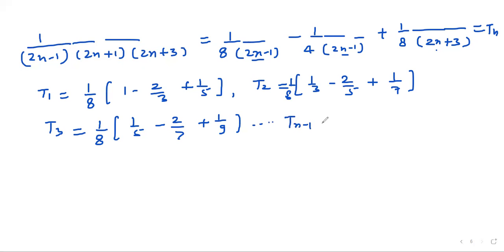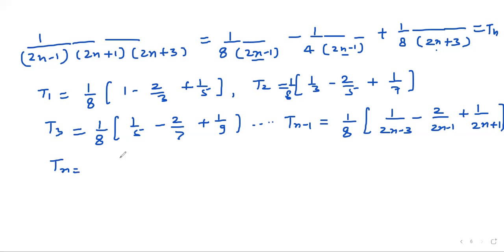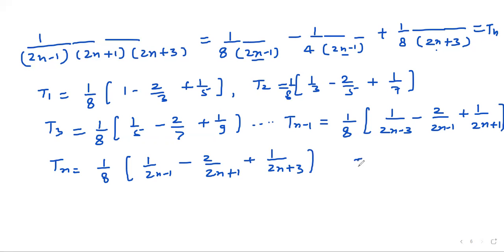We write Tn minus 1. So that gives 1 upon 8. In place of n, we are going to write n minus 1. So we will get 1 upon 2n minus 3 minus 2 upon 2n minus 1 plus 1 upon 2n plus 1. And finally, we write Tn. So that gives 1 upon 8 times 1 upon 2n minus 1 minus 2 upon 2n plus 1 plus 1 upon 2n plus 3. Now we add these terms, t1 plus t2 plus dot dot dot plus tn.